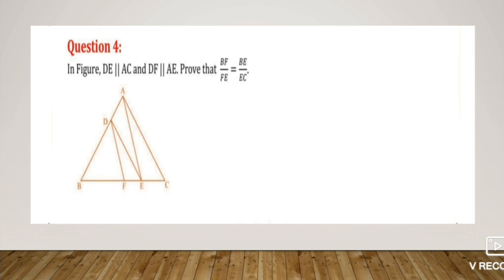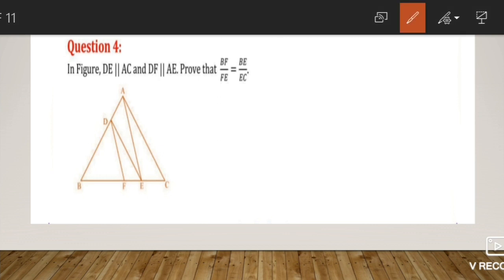This is question number 4. Look at the figure. In this figure, DE is parallel to AC, given. Okay, this DE, this single dot DE is parallel to AC, and DF, this double line, is parallel to AE. Now you have to prove that BF by FE is equals to BE by EC. BE means this one, BE by EC.